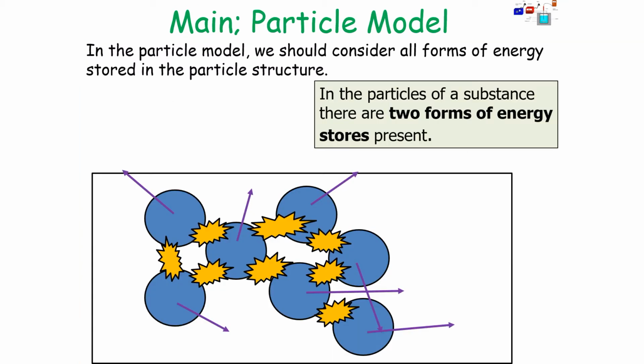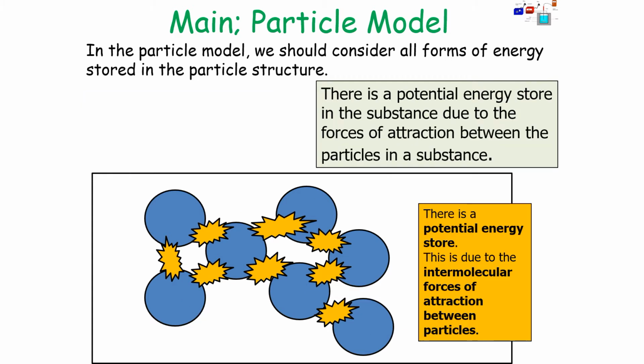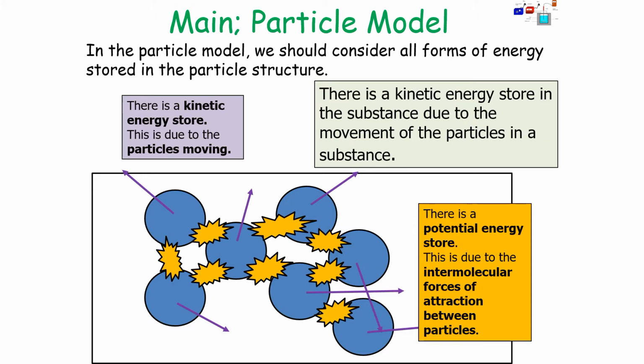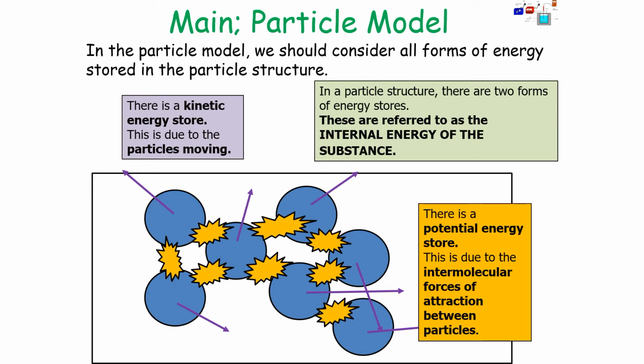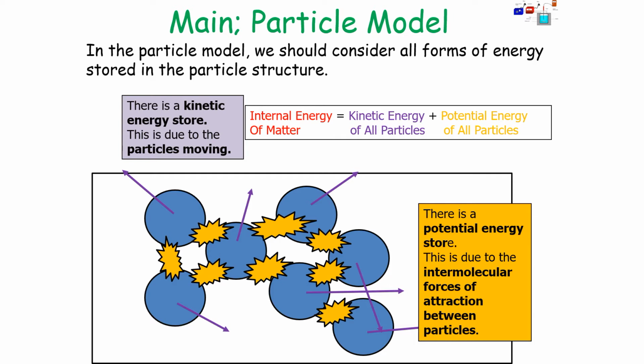Now in the particle model, we should consider all forms of energy stored in the particle structure, and there are two forms of energy stores present in the particles, which are atoms or molecules, and that is the potential energy store, which is due to the intermolecular forces of attraction between the particles, and the kinetic energy store due to the particles moving. So we refer to these two stores of energy together as the internal energy of the substance. So the internal energy of the substance equals the kinetic energy store plus the potential energy store, but this is of all of the particles.